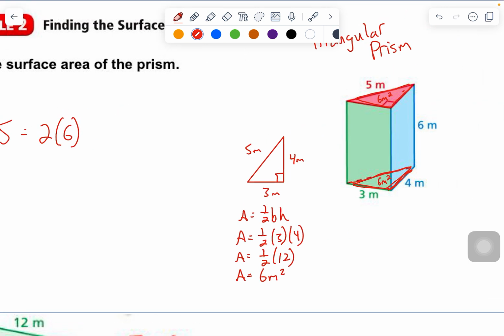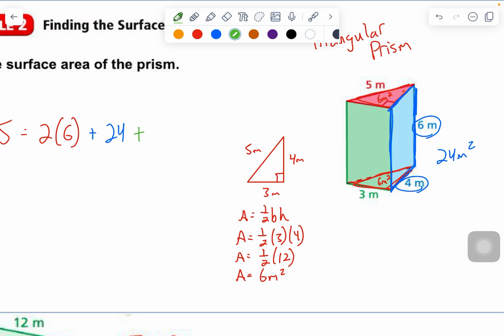Let's do this blue side. Now, what's cool about a triangular prism is this side isn't doubled. Right? There's not 2 of these rectangles. There's only 1. Okay, so this is going to just be 6 times 4, or 24 meters squared. And in fact, let's just write that over here, because there's only 1 of them.